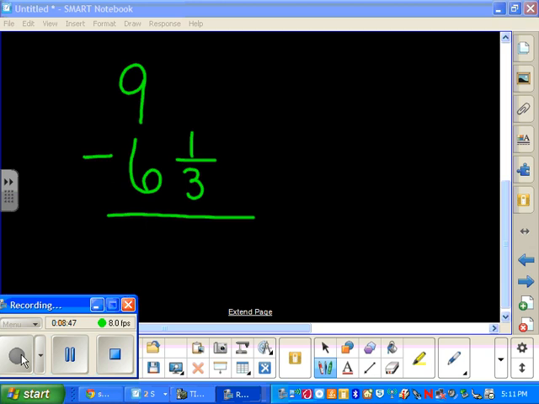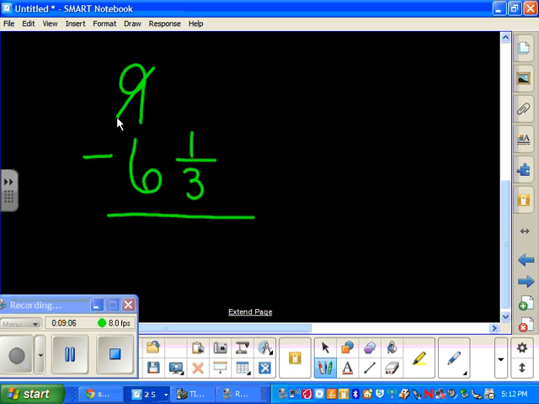All right, here we go. We have 9 minus 6 and 1/3. We want to subtract this. The first thing that you have to remember if we're looking at the fraction, we need to have a common denominator. Our 9 does not have a fraction with it, so we're going to borrow the whole number. And when we borrow from this 9, it becomes an 8. And we're going to borrow 3/3 so that we have the common denominator of 3.